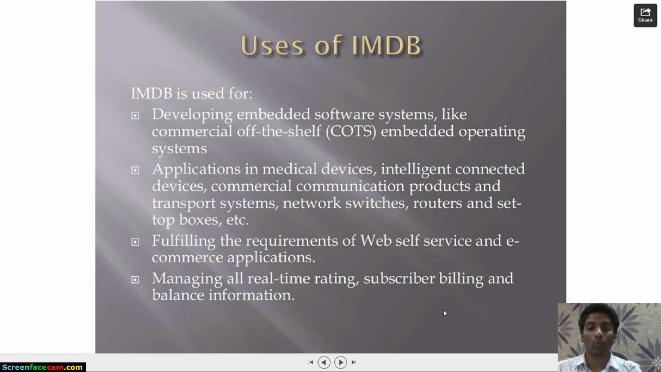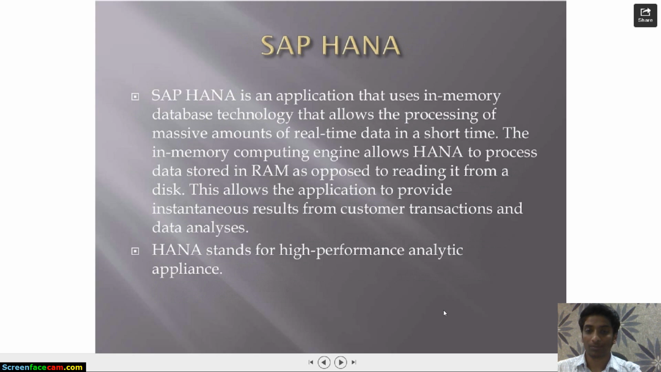Fulfilling the requirements of web self-service and e-commerce applications. Again, the web today generates petabytes of data, and we have seen how e-commerce also generates petabytes of data. To analyze this, such a fast database, an in-memory database, is very essential. Managing all real-time rating, subscribing, billing and balance information also.